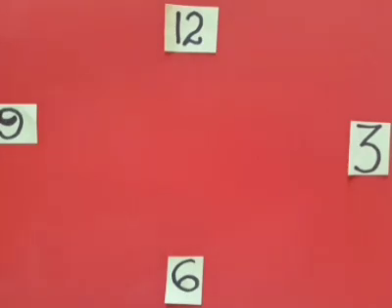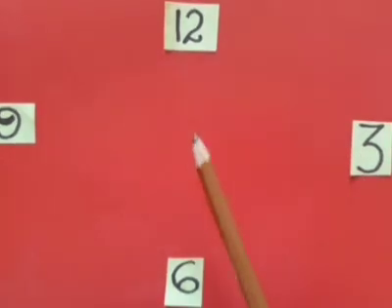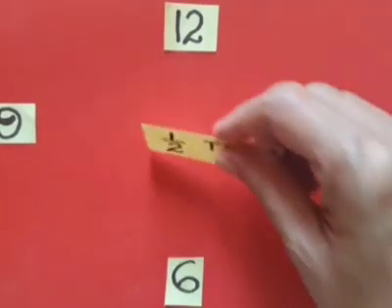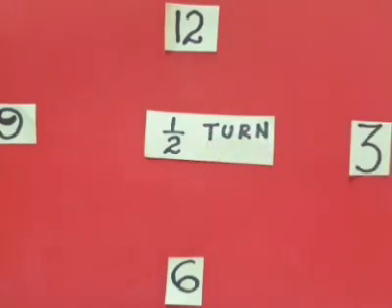Good morning, children. Today we are going to learn about turning shapes. For that I took a clock face. In a clock face you can see the minute hand is always moving in the clockwise direction. Okay, so we are going to learn about half turn. Half turn means how to turn a shape into half turns.